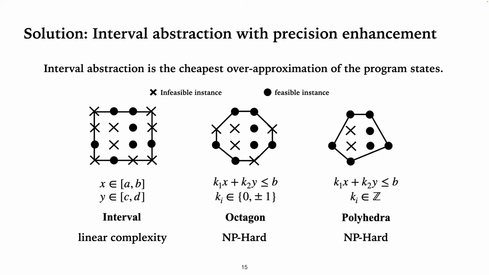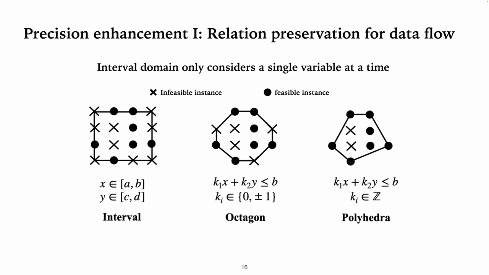Therefore, we only need to improve the precision of the interval abstractions to make it more effective in pruning infeasible paths. Especially, we improve the precision through two aspects, data flow and control flow. The first one is relation preservation for the data flow.